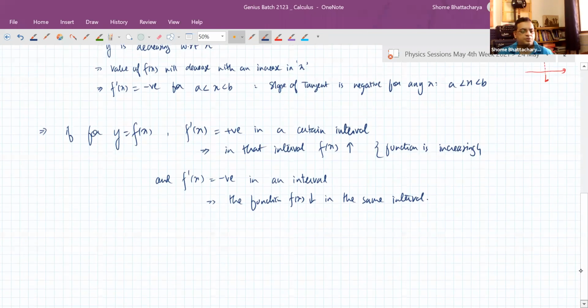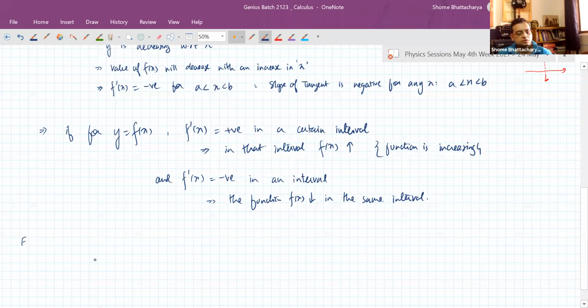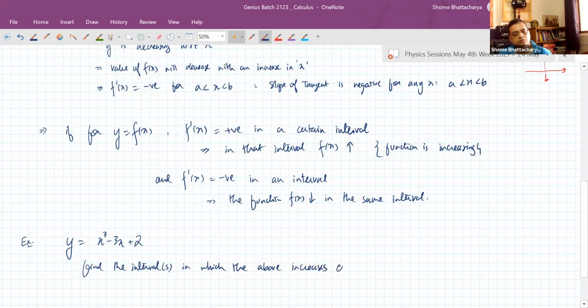Okay, so let's look at an example of the application of this. Let's look at the function y equal to x cube minus 3x plus 2. Now we want to find the interval or intervals in which the above function increases or decreases. And let's say the domain set that we are taking over here is that x belongs to minus infinity to plus infinity. So we have not put any bound on the value of x.